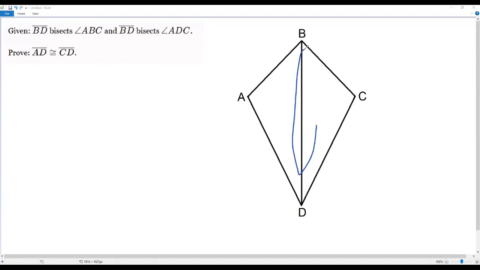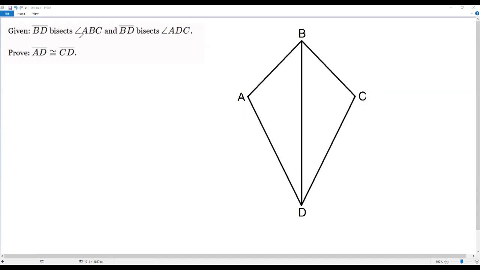So the line segment BD over here bisects, that is it divides the angle measure ABC into two equal parts, and also the same line segment BD bisects the angle ADC, that is it divides the angle into two equal parts. Okay, we have to prove that the line segment AD over here and CD over here are congruent.